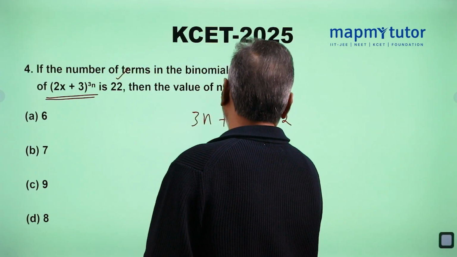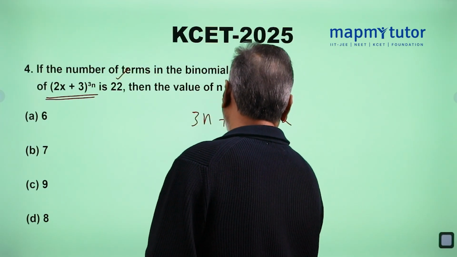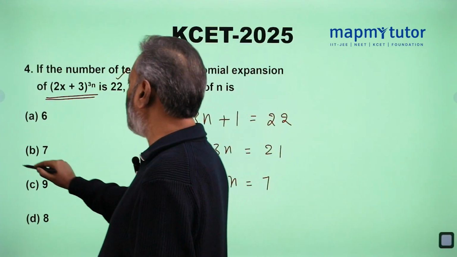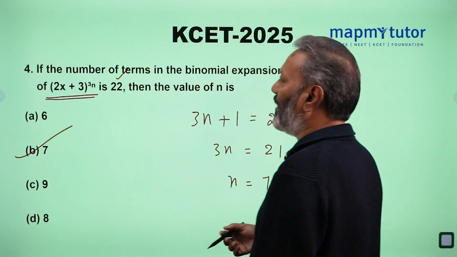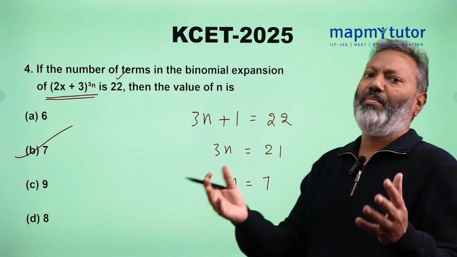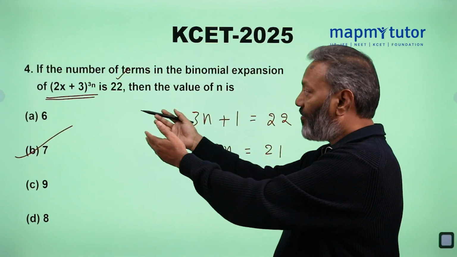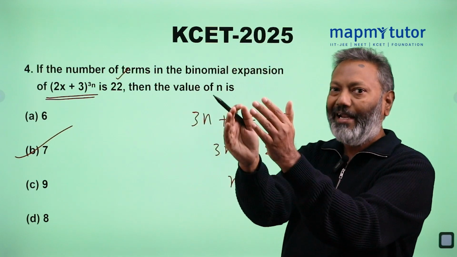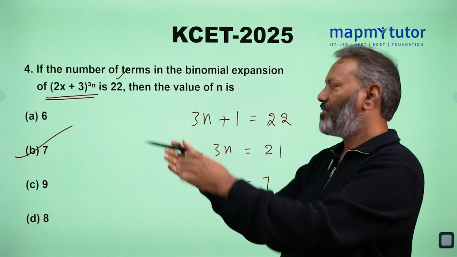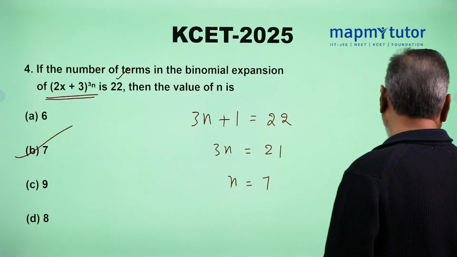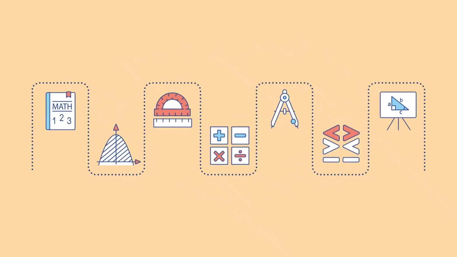But here the power is 3n, so 3n plus 1. So it is 3n is 21. What is n? 7. Come on. 7 is the correct answer. See how easy it is. They're all like fundamental models, based on straight away that number of terms means the index plus 1, the power plus 1. So 3n plus 1. Okay. Got it? A simple calculation.